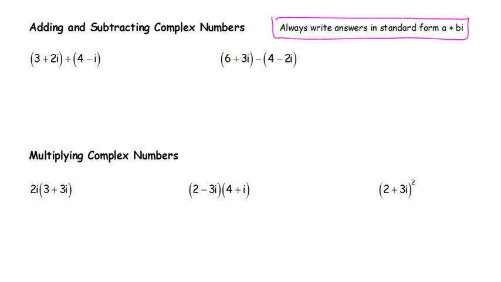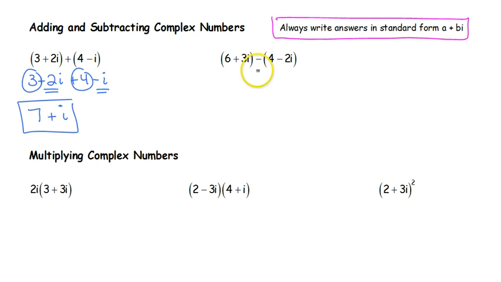If I am adding, I'm just adding like terms. So when I look at this, the parentheses don't mean anything here. I could actually drop those parentheses if I wanted to. It makes things a little bit easier to see. I've got a 3 and a 4, so that's 7. I've got a 2 and a negative i, so that gives me a positive 1i. Easy peasy.